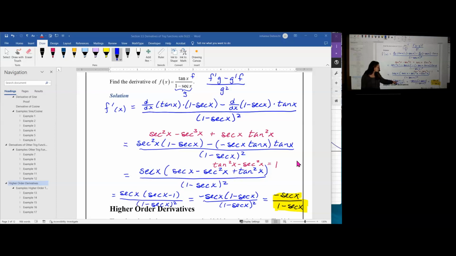Now, I recognize that secant x minus 1 is the opposite of what I have in the denominator. So I factor the -1 out of that term, so they're identical. Then one of these cancels 1 in the denominator, and my final result is a far simpler negative secant x divided by 1 minus secant x. There's no reduction that can be done because it is the denominator that has multiple terms. You're going to have to leave it like this.